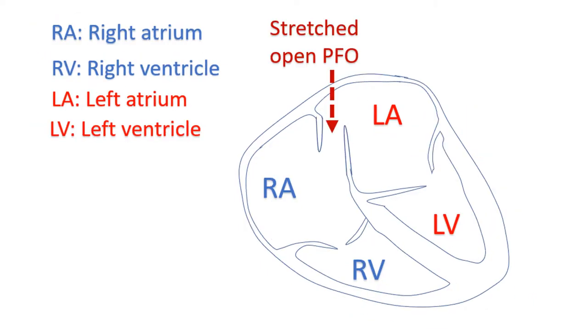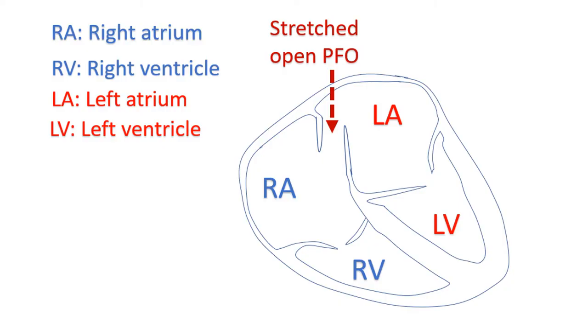Another situation is a stretched open PFO. When the pressure in the right or left atrium rises significantly due to another disease, the atrium enlarges and stretches the wall between the two atria along with it. When the PFO is stretched, blood can flow either way depending on which side has the higher pressure. If it is the left atrium which is enlarged, the stretched open PFO will shunt blood in a left to right direction and vice versa.